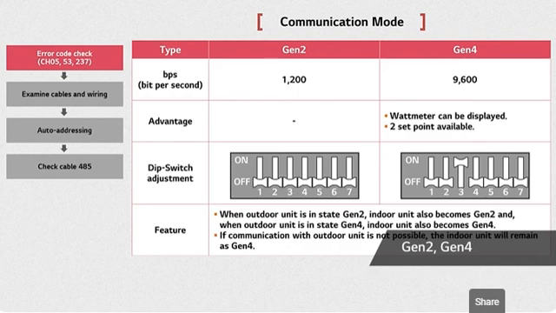To activate Gen 2 mode at the ODU, dip switch number 3 should be off, and for Gen 4, it should be on. The difference between these two modes is that through Gen 4, you can see the watt meter from the indoor unit, and 2 set points function is also available.